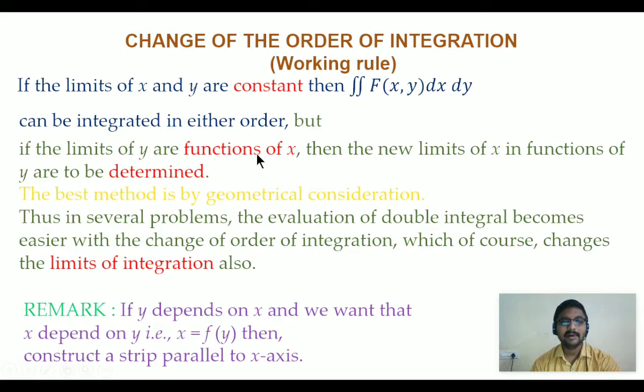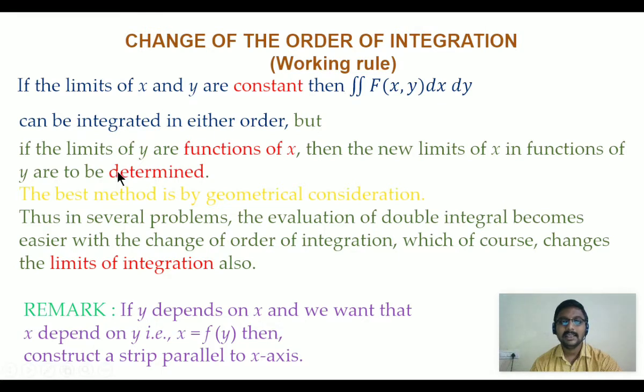If the limits of y are functions of x, then the new limits of x as functions of y are to be determined. That means if the limits of the double integral are variable limits, suppose the y limits are functions of x, that is, y limits are in terms of x, we have to change the order. For this, we have to change the limits also. That means we have to convert the x limits in terms of y.